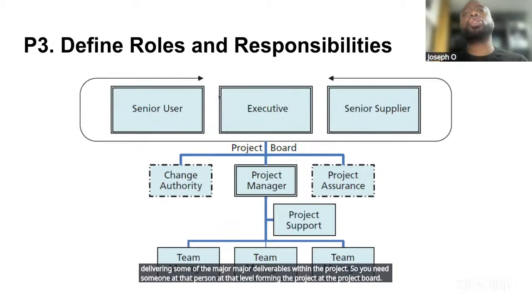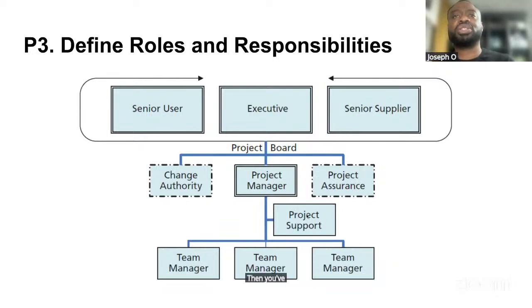Then you've got project support, which is another role, a role that supports the project manager.